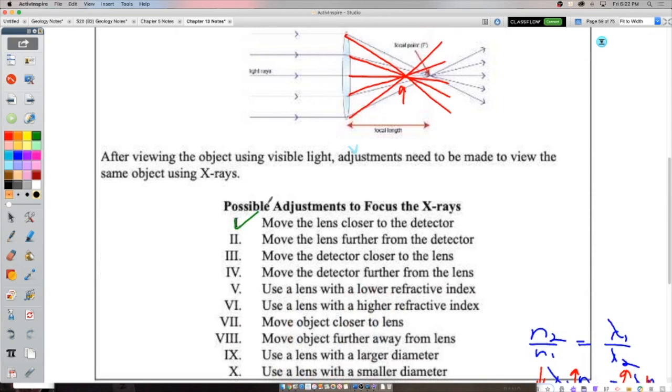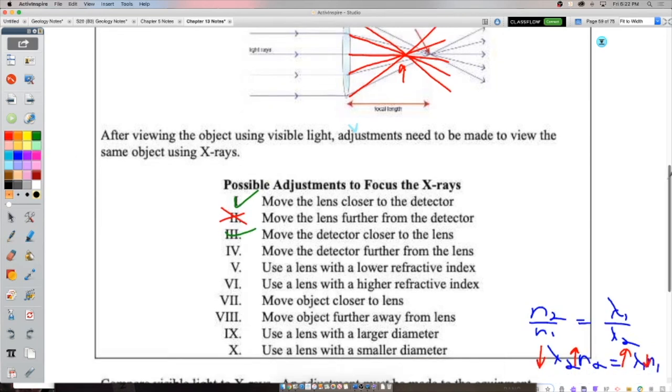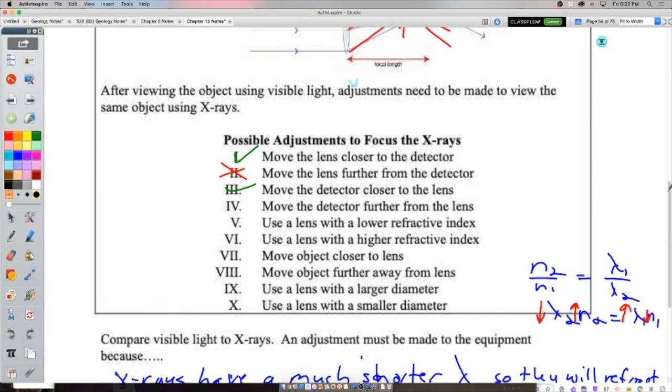Move the lens further from the detector. Well, is that going to help us? No, that'll make the problem worse, right? That's no good. Okay. Move the detector closer to the lens. Yeah, right. It doesn't matter which one you move as long as you make them closer together. Okay. Move the detector further from the lens. Again, no, that's no good. That'll make things worse.